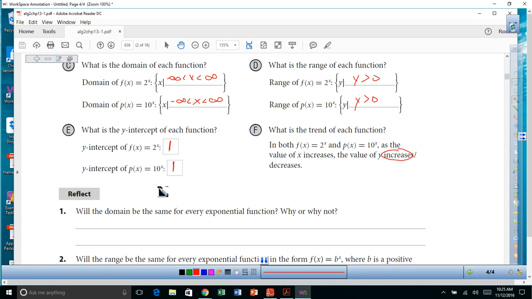Reflect. Will the domain be the same for every exponential function? Yes. Because the value of the exponent x can be any real number.